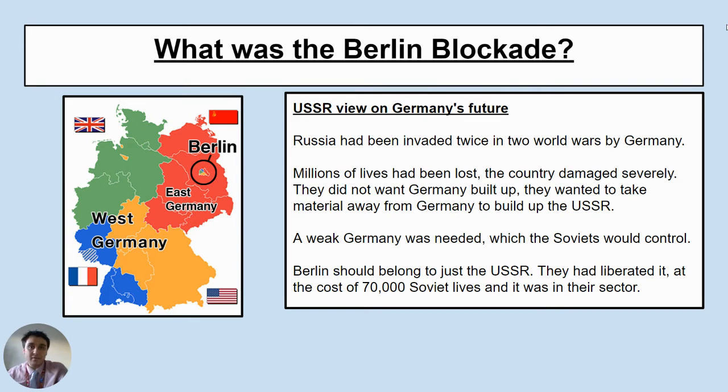Now, Berlin added more fuel to the fire, because the USSR said, hang on a minute, we reached Berlin first, it's in our section, and to liberate Berlin cost about 70,000 Soviet lives. The fighting was incredibly fierce in Berlin. Hitler had told civilians to keep fighting till the last person before he died in his bunker. Therefore, Russia had paid a huge price to free Berlin. It's in their section. Why should they have to share it?